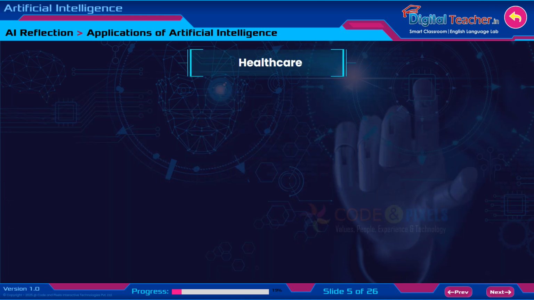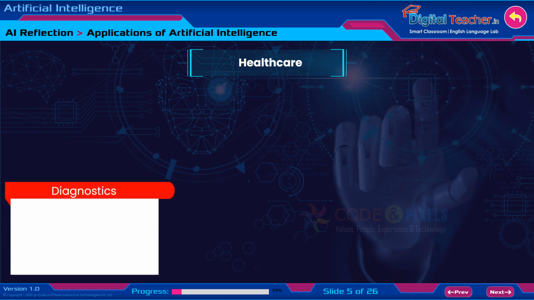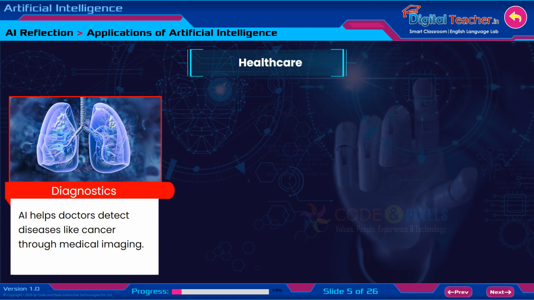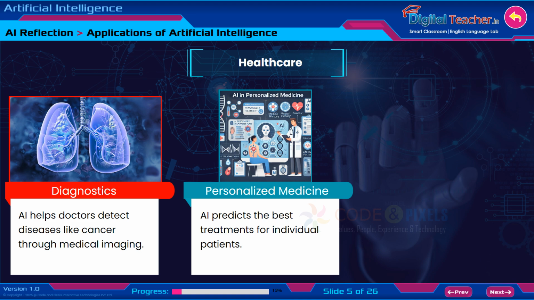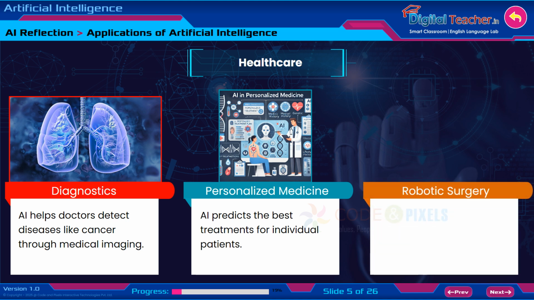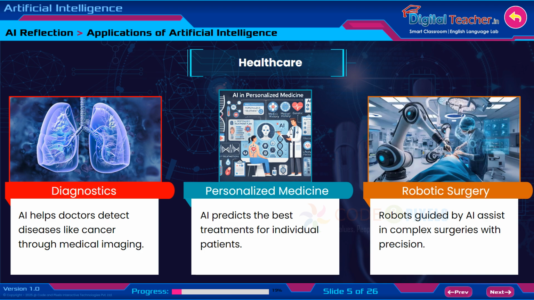Healthcare. Diagnostics. Artificial intelligence helps doctors detect diseases like cancer through medical imaging. Personalized medicine. Artificial intelligence predicts the best treatments for individual patients. Robotic surgery. Robots guided by artificial intelligence assist in complex surgeries with precision.